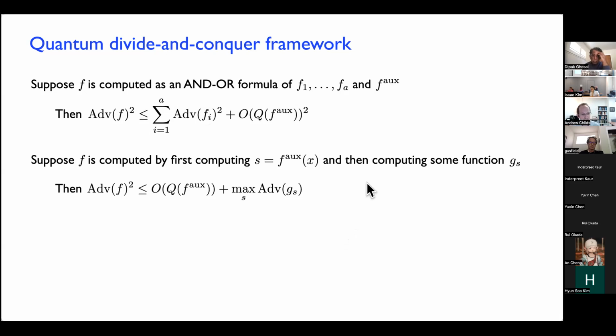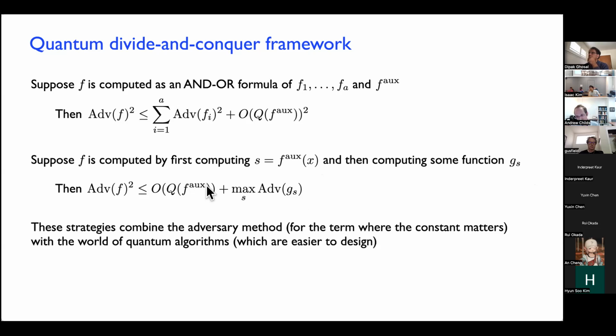And similarly, we can give a sort of divide and conquer approach that involves this switch case, where somehow we have to do whatever is the work involved in evaluating whatever is the largest of these functions G sub s, and then we have another term which is like big O of the quantum query complexity of this auxiliary function. So here we've gone back and forth between the adversary quantity and the quantum query complexity.